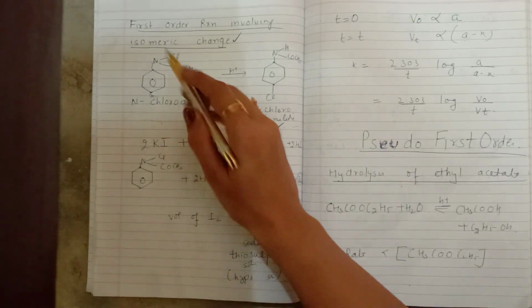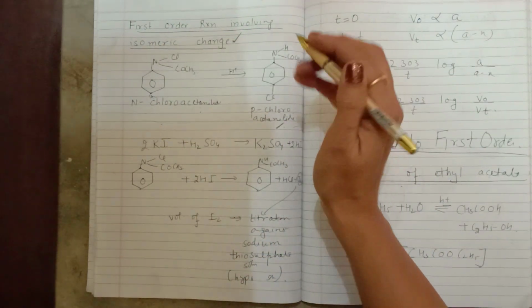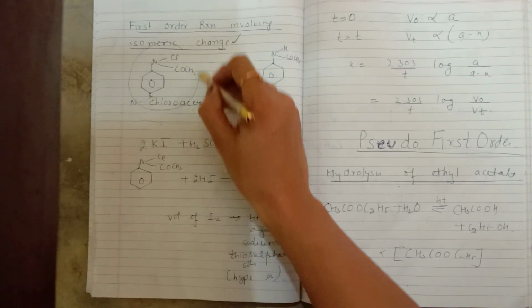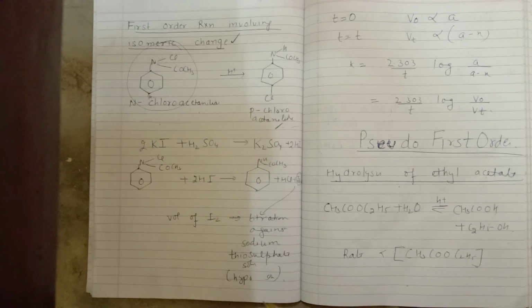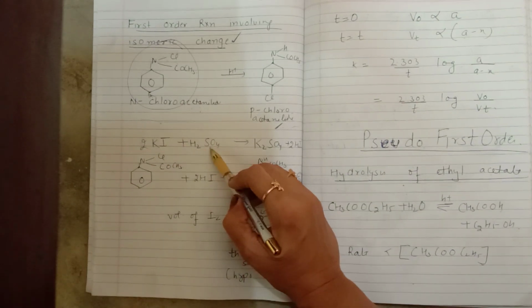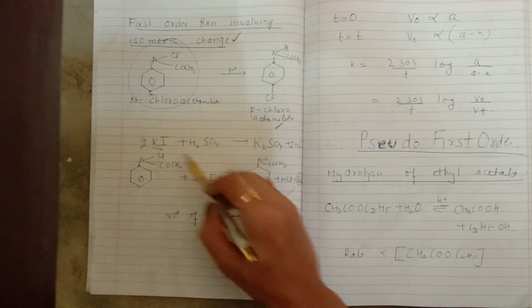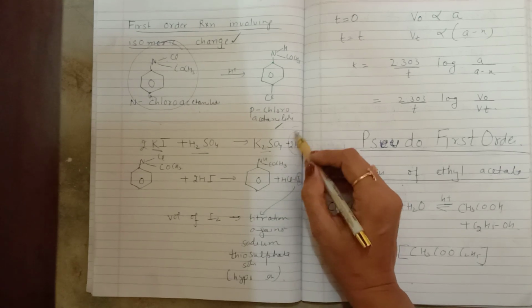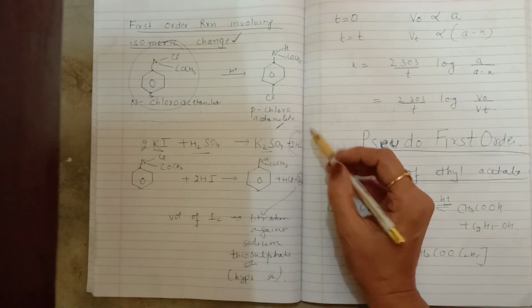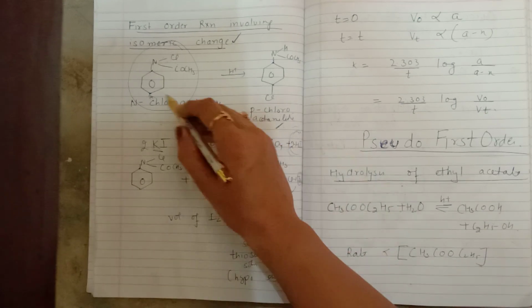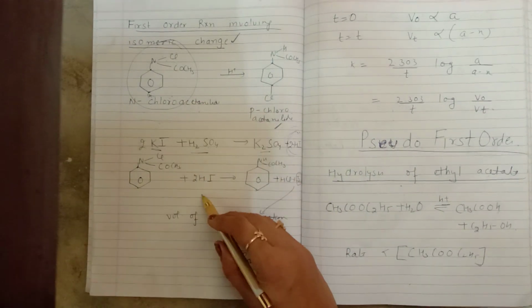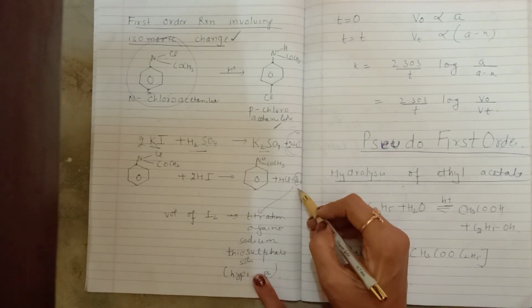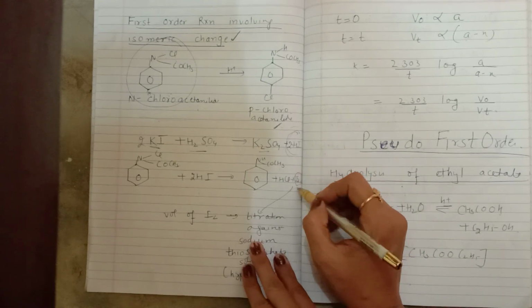Okay. Now how to study this reaction? Basically, what happens when we react this isomer, N-chloroacetanilide, with KI in acidic media? First of all, KI will react with acid to give a salt of potassium plus HI. Now HI will react with this isomer, N-chloroacetanilide, to liberate iodine. It gives acetanilide plus HCl plus iodine. So we get iodine as a product.